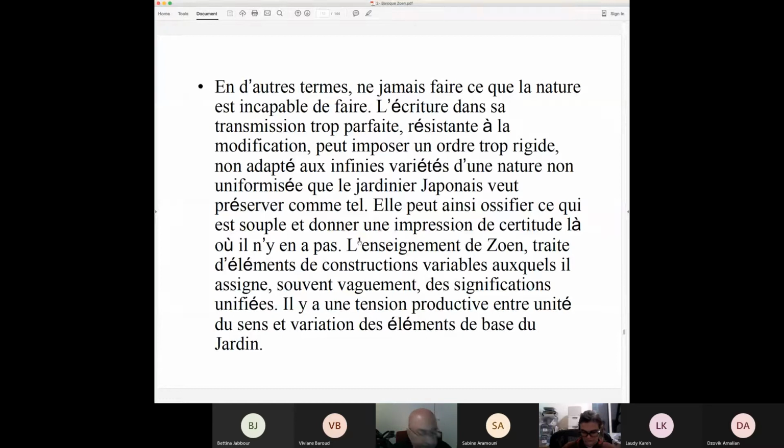Written transmission, in its too perfect transmission, is resistant to modification. If somebody shows you a drawing of a tree and tells you that this is how the tree should look like, what he is doing is, in fact, limiting your ability to attempt to work with trees, to attempt to adapt your work to the existent tree.